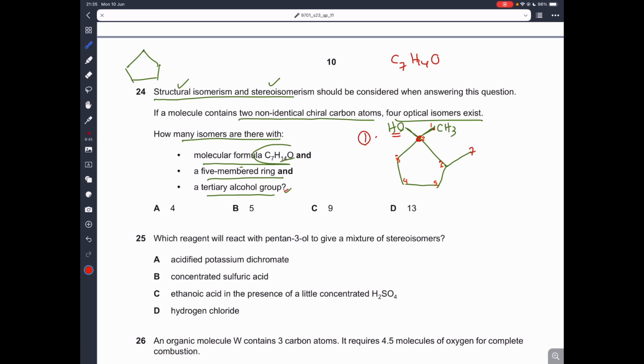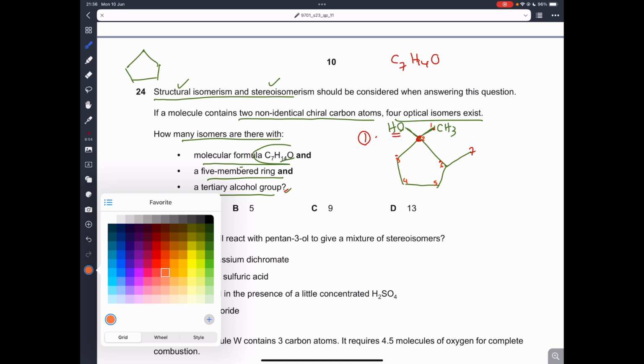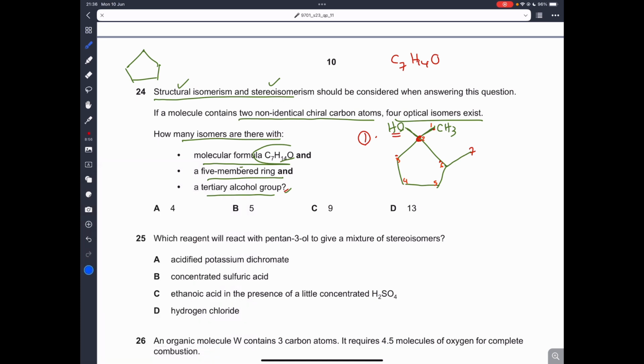Okay. This methyl group, we can actually add it in different ways. We can see if there's a chiral carbon here or not, and we also want it to contain a chiral carbon. So here we have four different groups, so this is a chiral carbon. And this is also a chiral carbon, because here we have a CH3 group, and this side chain over here is not symmetrical. And we also actually have one more H. So they have four different groups, which means there is a chiral carbon.